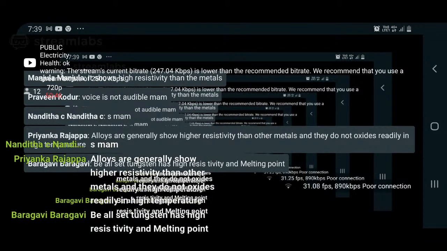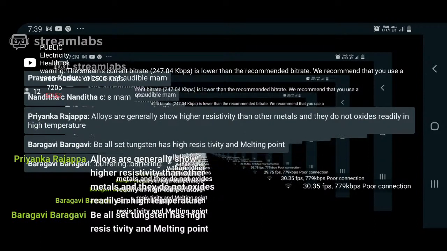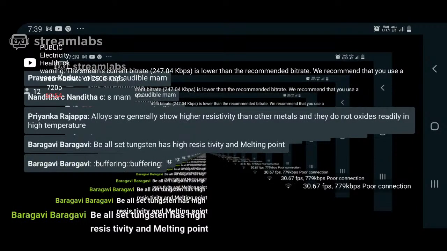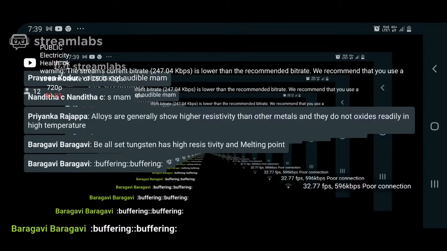Now, alloys show high resistivity compared to metals. This is one point. And they do not oxidize readily at high temperature. This is the other point. These 2 points are important to answer this question. Okay, Priyanka answered perfectly. And Harshita, you wanted to give another statement also: oxidize or burn. So alloys cannot easily burn at high temperature.